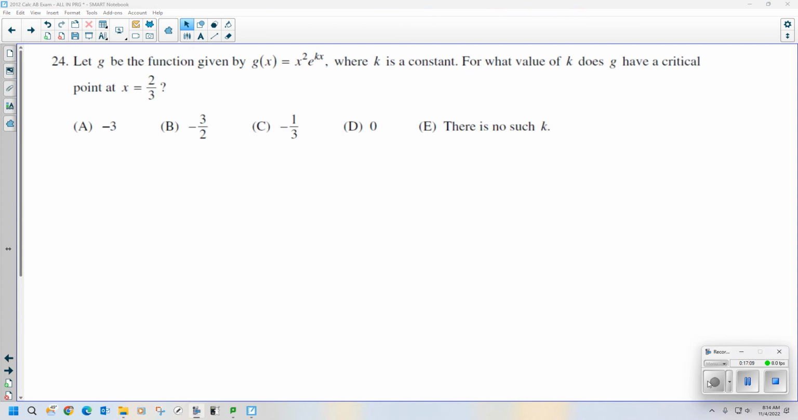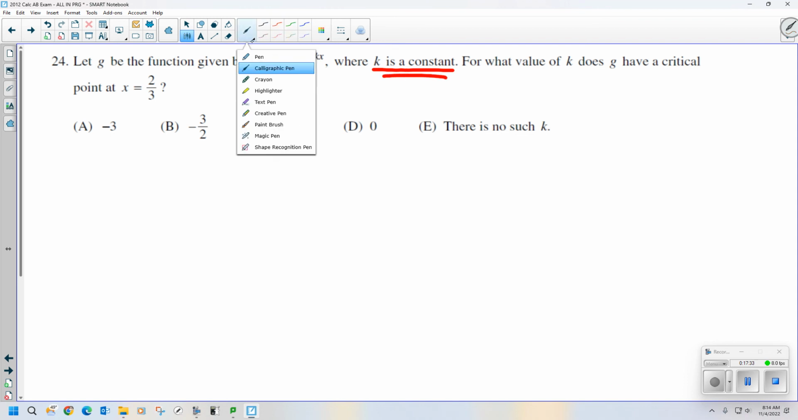We have 24 here. Okay, I'm going to do a little bit more algebra because, again, I always say calculus is algebra heavy. Okay, let g be the function given by g of x equals x squared times e to the kx, where k is a constant. Okay, k is a constant. It is not a variable. There's our k right there.